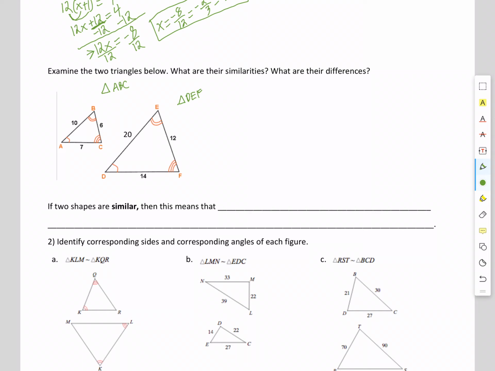And the way we can see that, we have angle A and angle D, those are the same measure. Since they both have that same line, those are the same measure. And same thing here. So angle B and angle E, those are the same. And lastly, angle C and angle F, those are the same. So we know the angles are all the same.